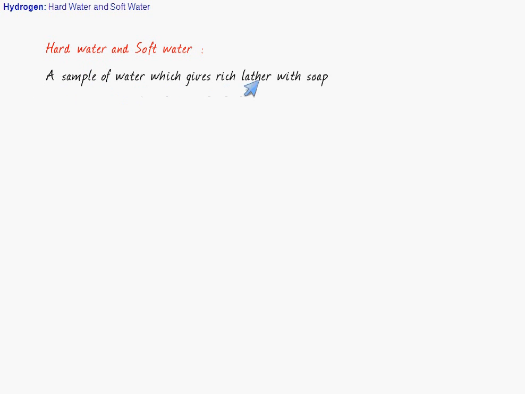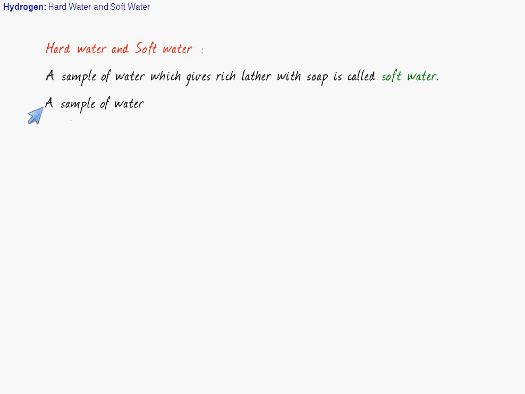Let us start now with hard water and soft water. Let us try to understand what is soft water and what is hard water. A sample of water which lathers with soap is called soft water. This water can be used for bathing purposes and also for washing clothes.